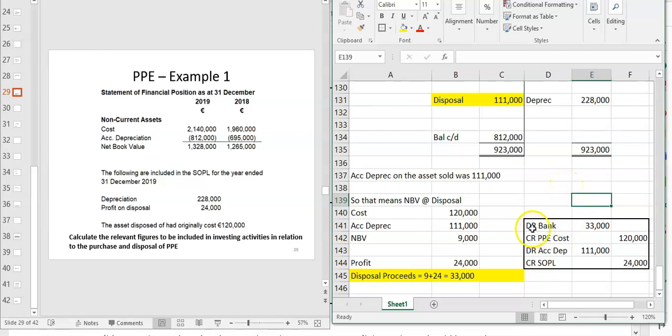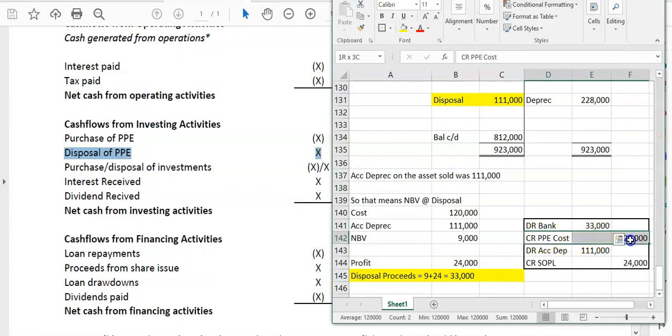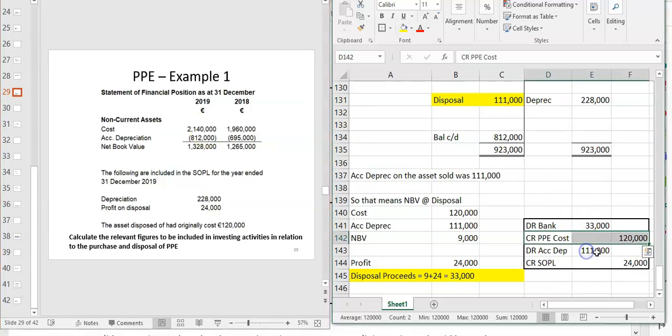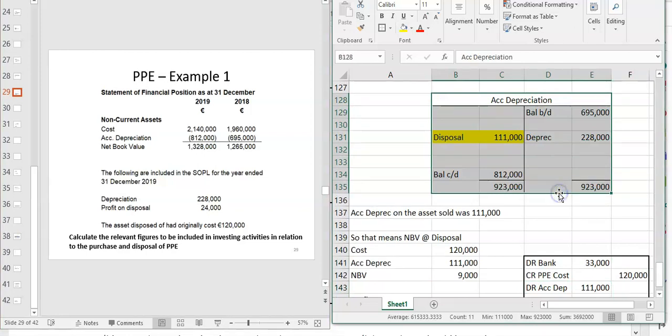Debit bank, I know that means that's going to be a cash inflow. That's going to be a positive figure in my investing activity section, like we have in the template here. Disposal of PPE, that's going to be plus 33,000. That's dealt with. I know credit PP cost, I'm going to come back to that. That's going to help explain how my PP cost went from 1960 up to 2140, because I got rid of some of those assets. The accumulated depreciation on this disposal has already helped me explain the accumulated depreciation movement.